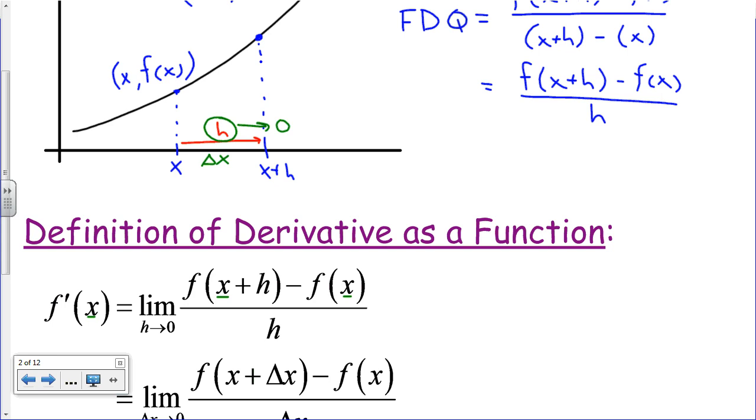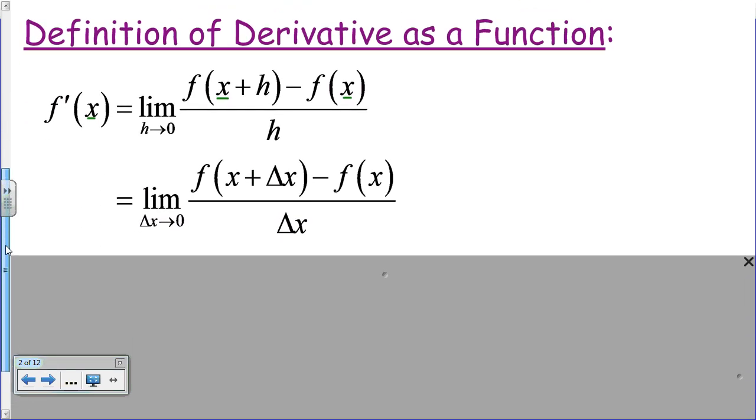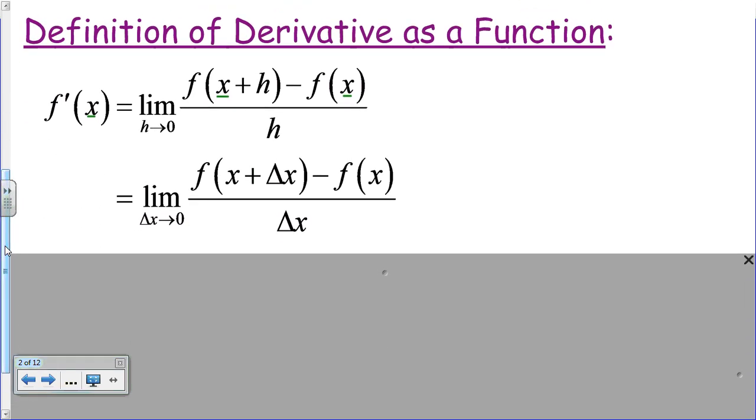Of course this point here changes from x plus h to x plus delta x when we do that. And it changes my formula slightly as well, because I replace all the h's with delta x's. If I replace the h with delta x, I have the limit as delta x goes to 0 of f of x plus delta x minus f of x all over delta x. So that's all we've done. It's basically a substitution of variables.